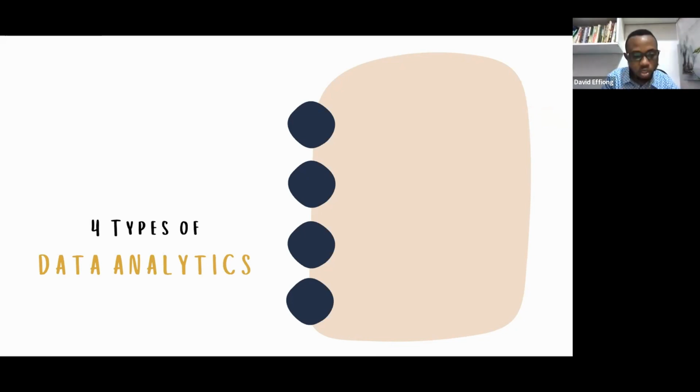Okay. So yeah, we have four types of data analytics. We've looked at what data is, we've looked at the types of data, we've looked at the several case studies of data, how data can be used for good causes, for bad causes as well, and also for ugly cases and situations. So right now we're going to be looking at the four types of data analytics, all right? The first one we have is descriptive data analytics.